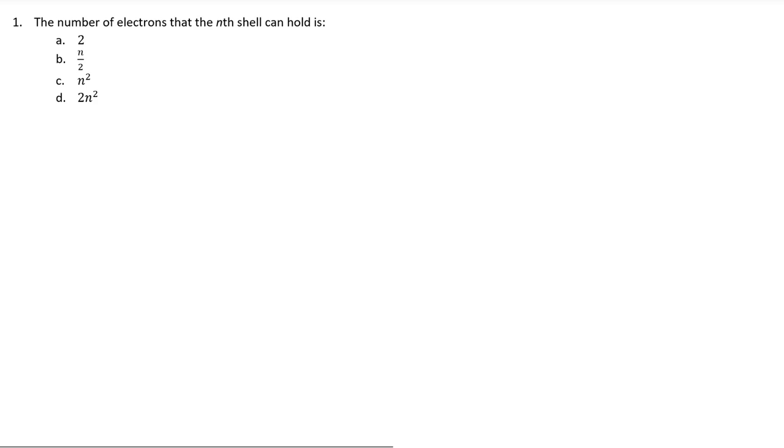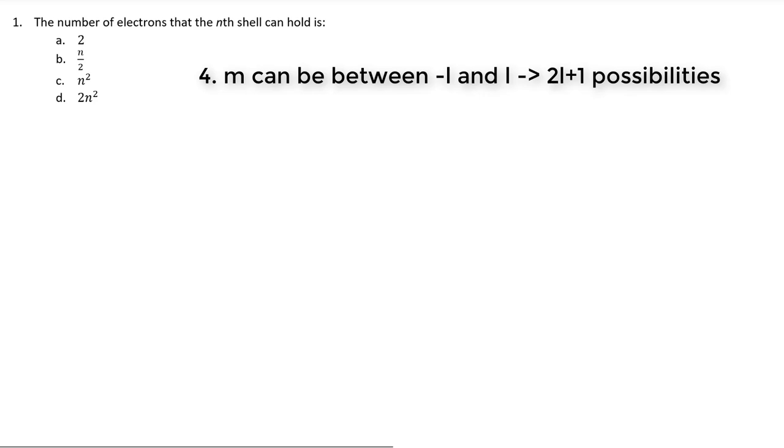In order to work this out, let us break it up into 2 different parts. Let us first calculate the number of orbitals per shell, then calculate the number of electrons per orbital, then multiply these 2 numbers together to get the number of electrons per shell. To determine the number of orbitals per shell, let us look back at our rules for electron configuration. First, we know that the magnetic quantum number m can be any integer between -L and +L. This means that there are a total of 2L plus 1 possibilities for the quantum number m.